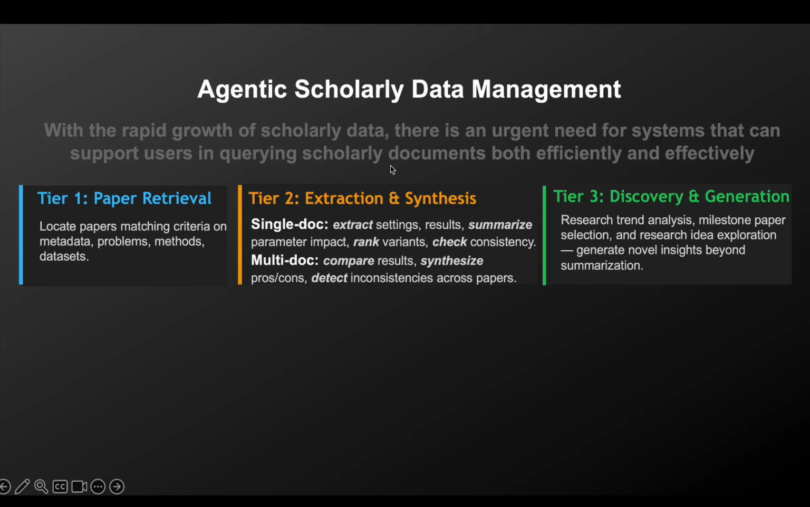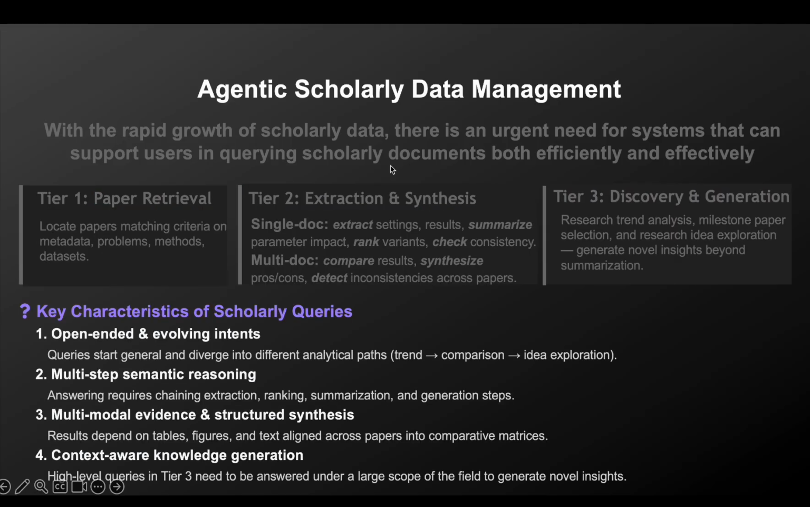Tier 1 is paper retrieval, finding papers that match constraints on metadata, problems, methods, or data sets. Tier 2 is extraction and synthesis, extracting settings or results from one paper or comparing and synthesizing evidence across multiple papers. Tier 3 is discovery and generation, tasks such as research trend analysis, milestone paper selection, and research idea exploration.